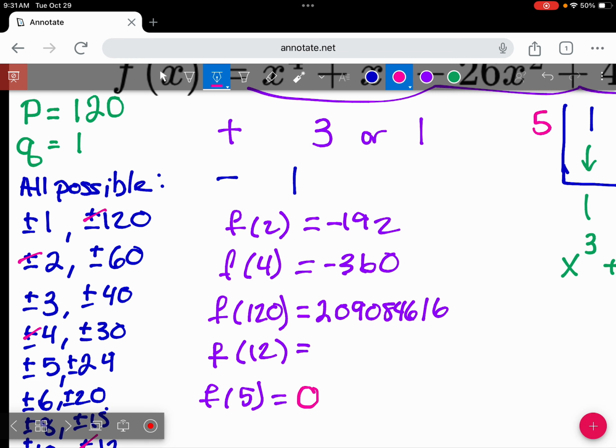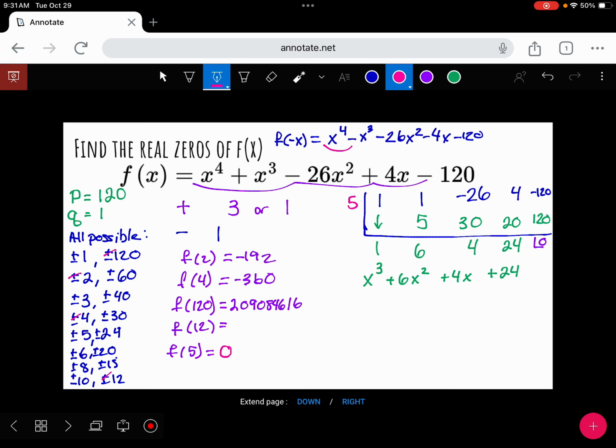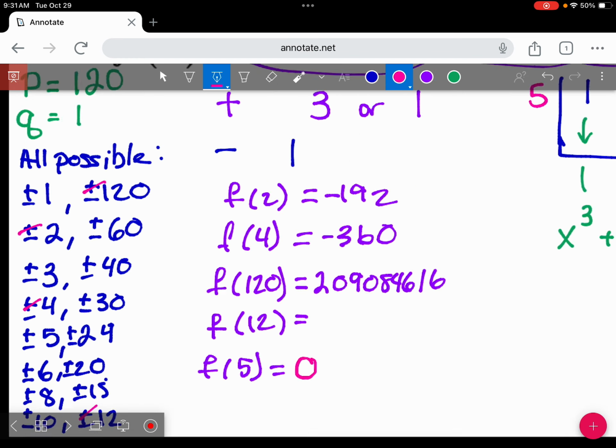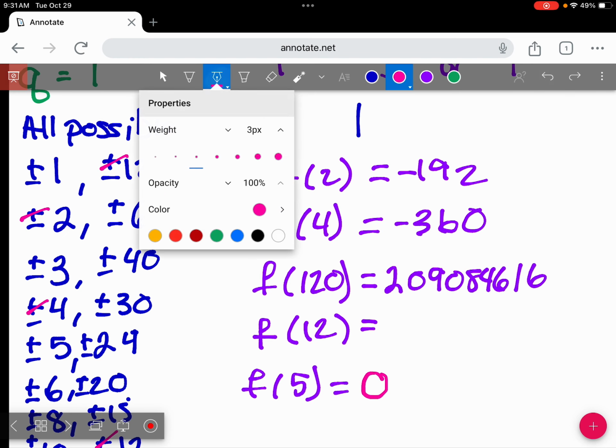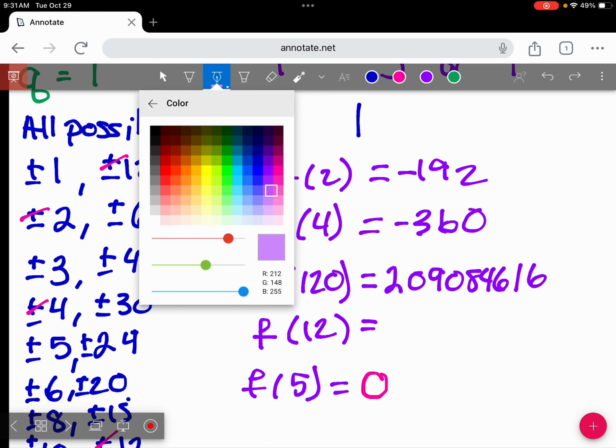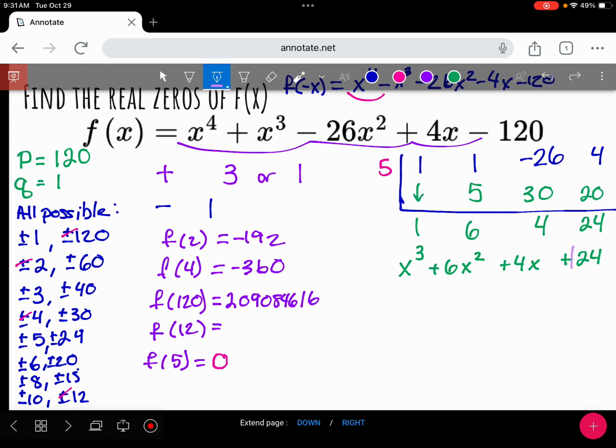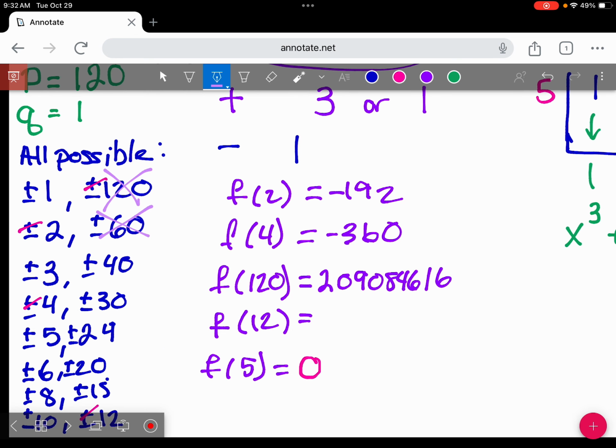So I know, since my new p is 24, definitely it can't be 60. I'm going to change to a different color, a pale purple, so once we know this. Since my new p is 24, it can't be 60. It can't be the negative 120. We already did the positive. It can't be 40. It can't be 30, because those are not factors of 24.